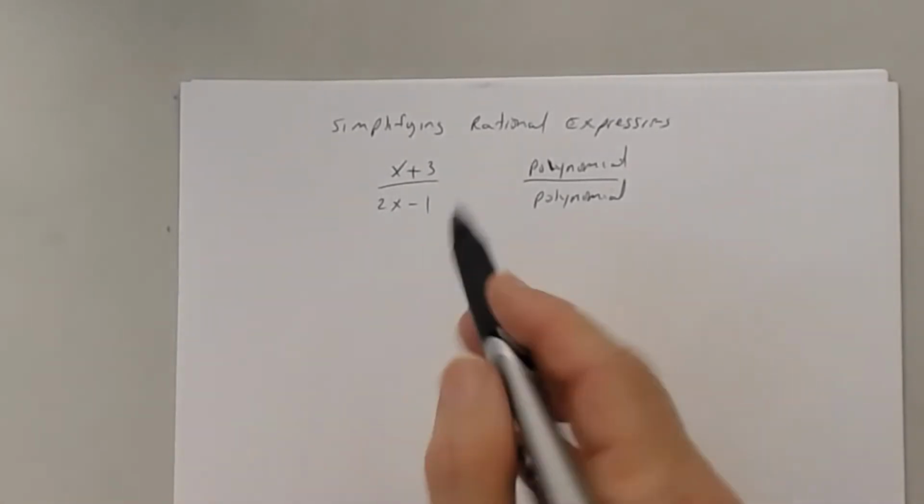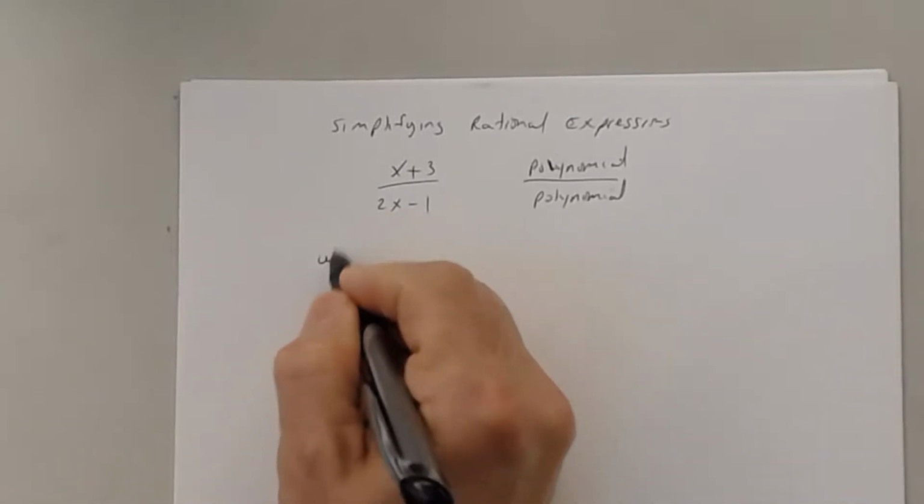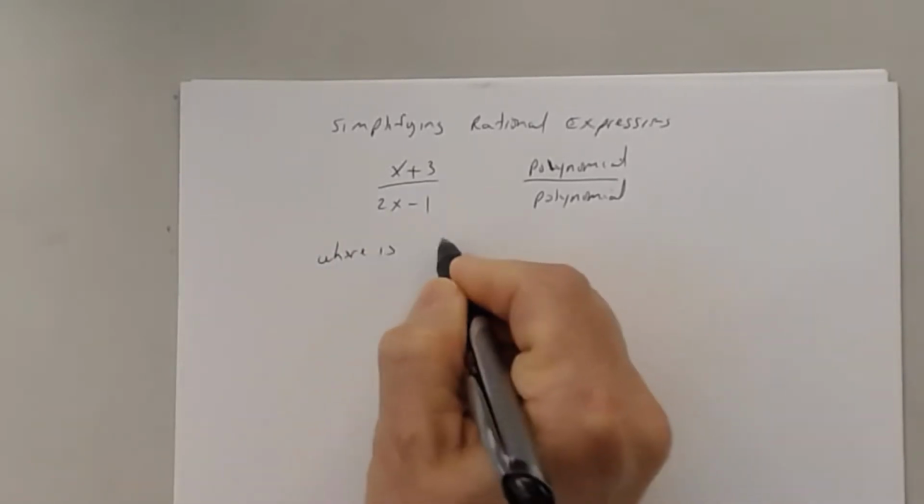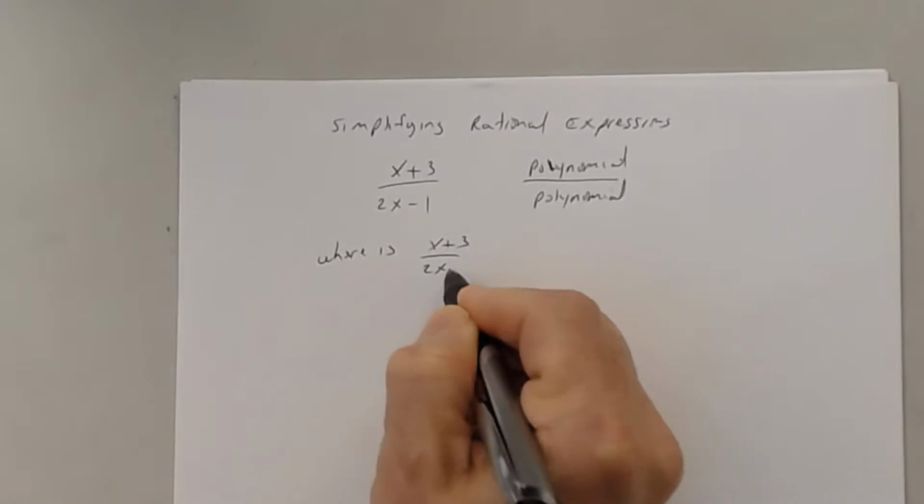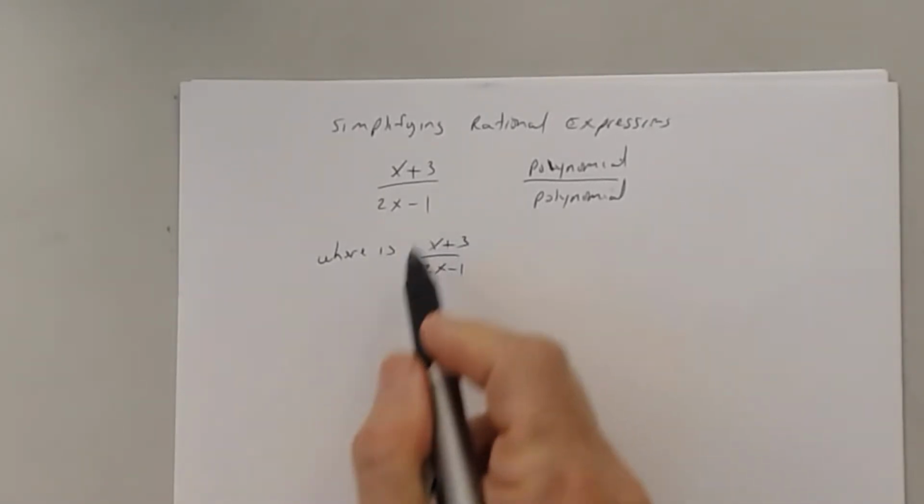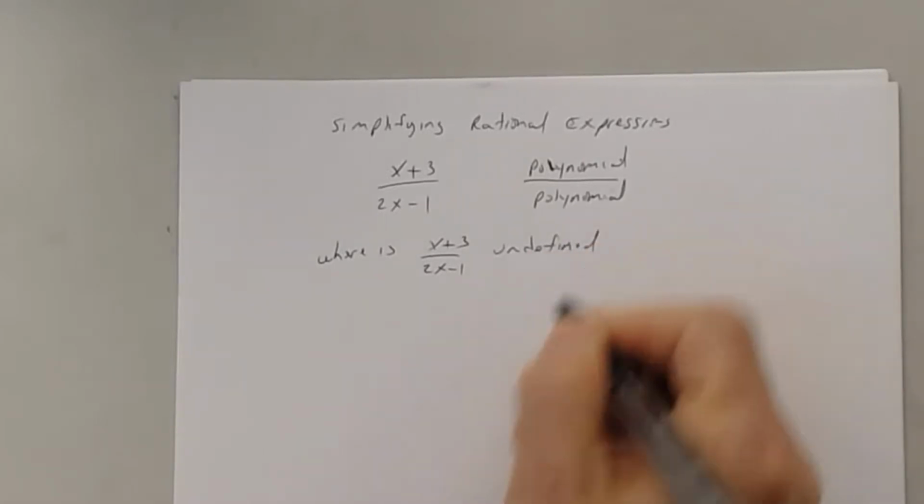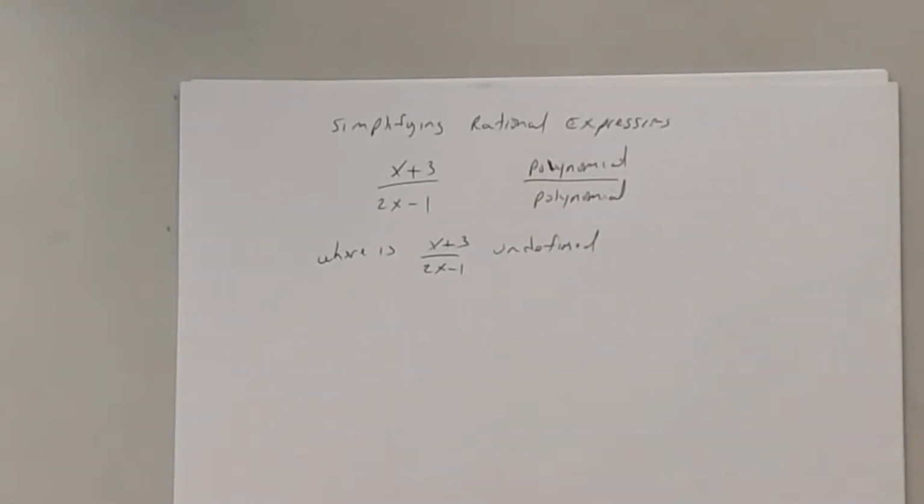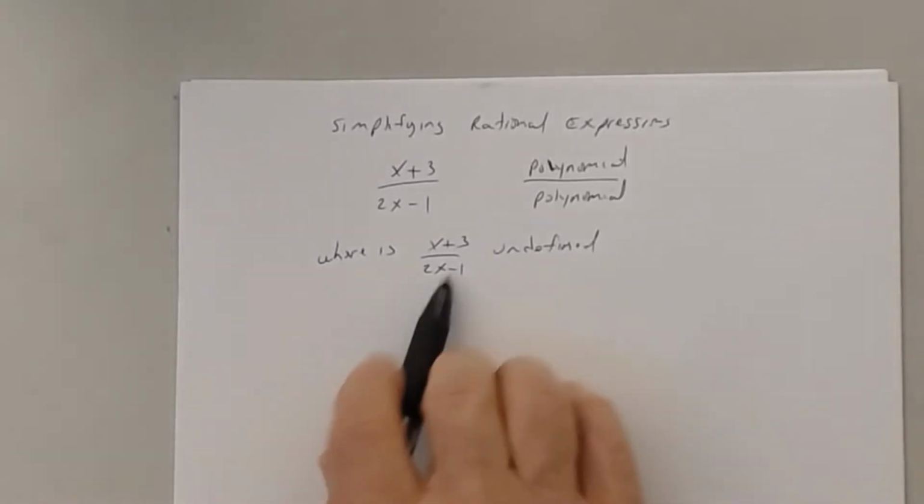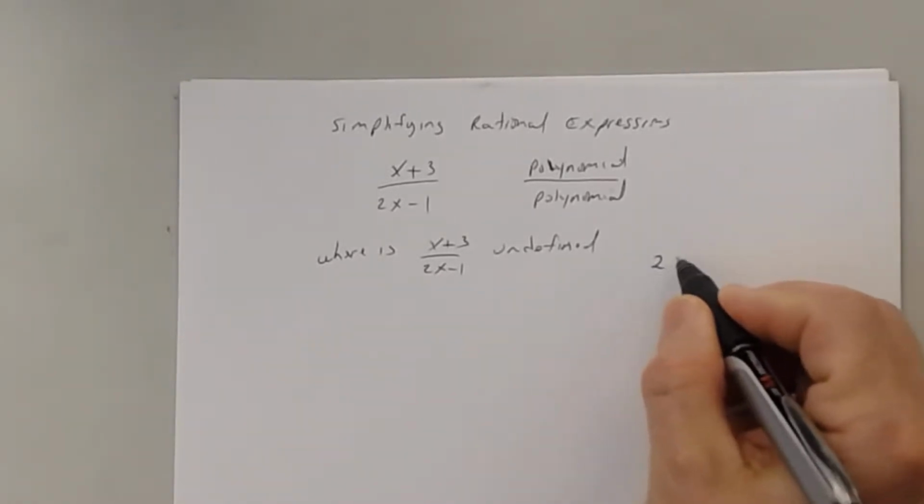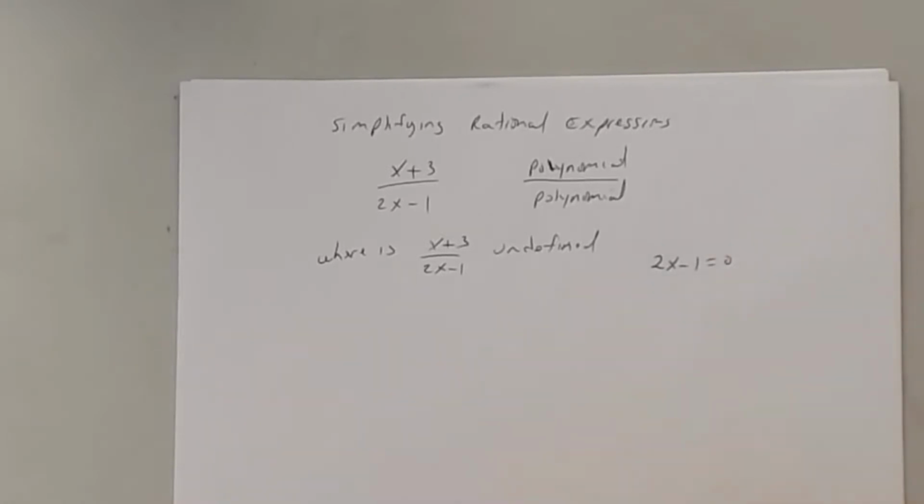So for example, if I want to find out where x plus 3 divided by 2x minus 1 is undefined, what would you do? Where's a rational expression undefined? When the denominator is 0. So what's my denominator? 2x minus 1, and set that equal to 0. So I find out where that is equal to 0.